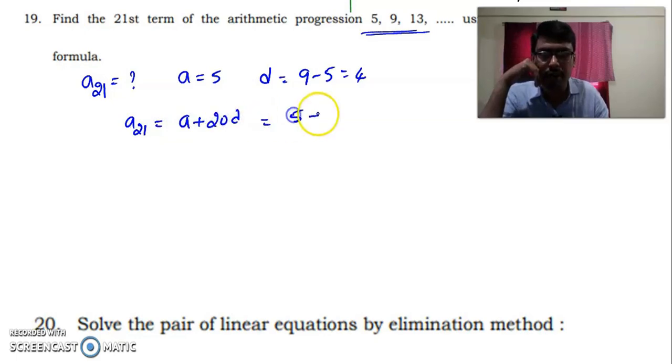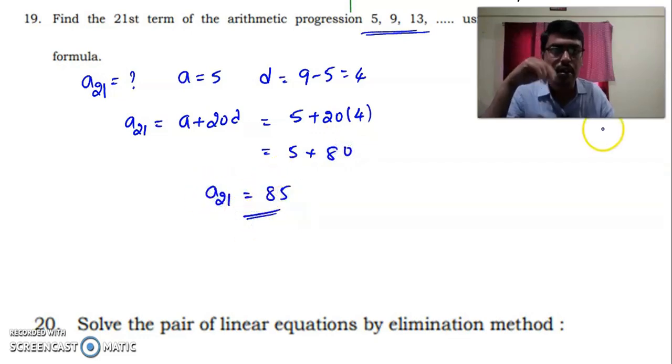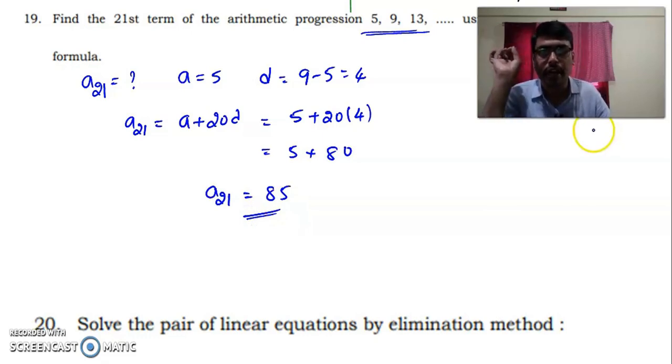So a is 5, 20 into d is 4. So that is equal to a plus 4 is 80. So a21 is equal to 85, the 21st term of the arithmetic progression.